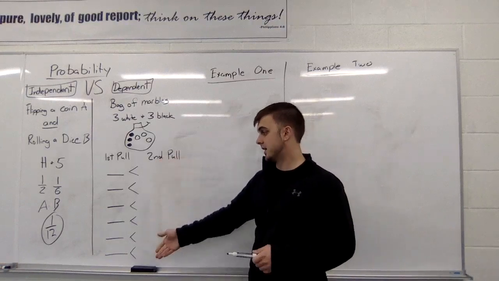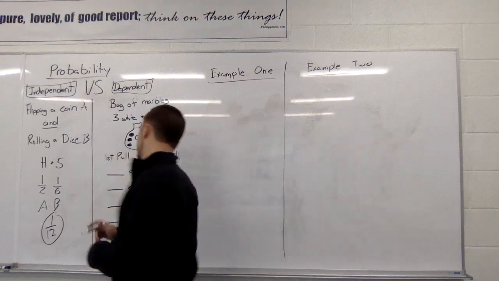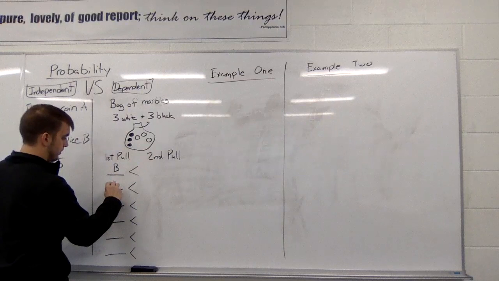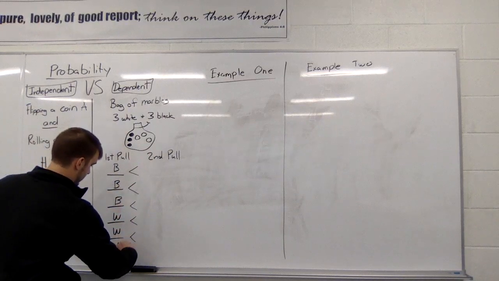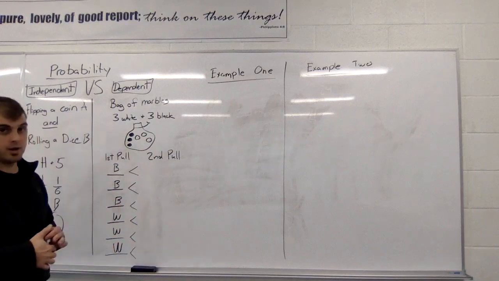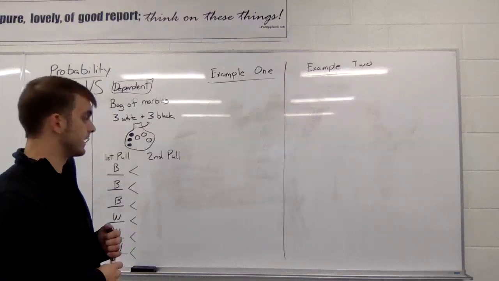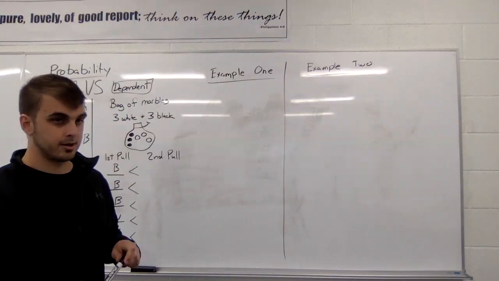So let's just say the first pull. I have a list here of all the things we could pull for the first pull. So if I reach in and pull out, I can pull a black one. I can pull 3 black ones. I can pull 3 whites. Now, here's a question for you. And that is, if I reach in there again, there is a slight problem here.